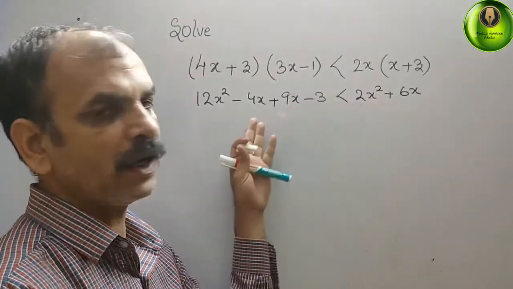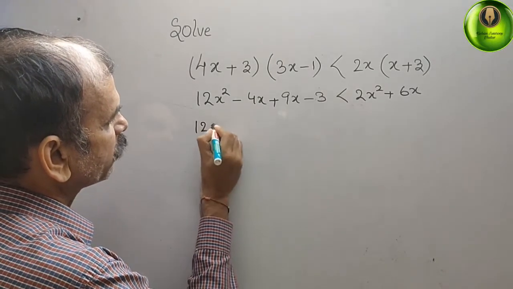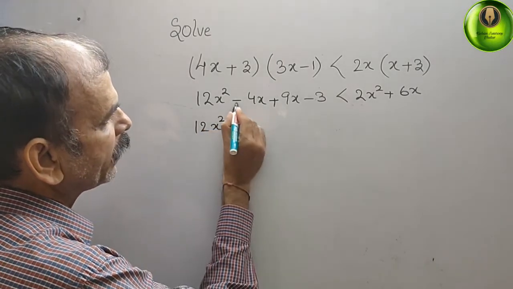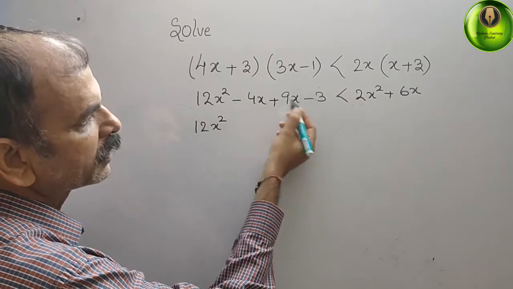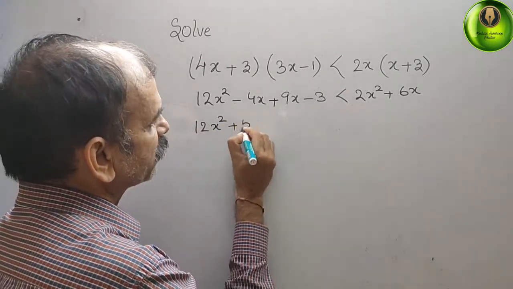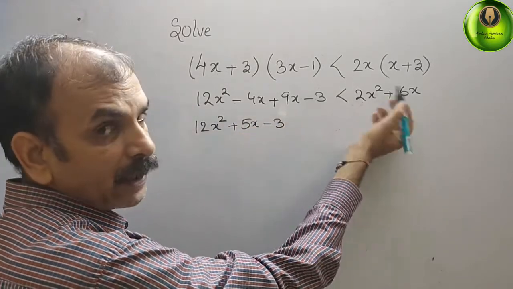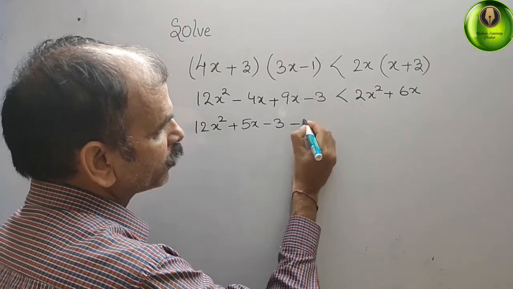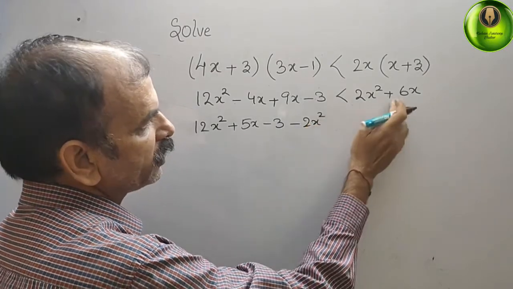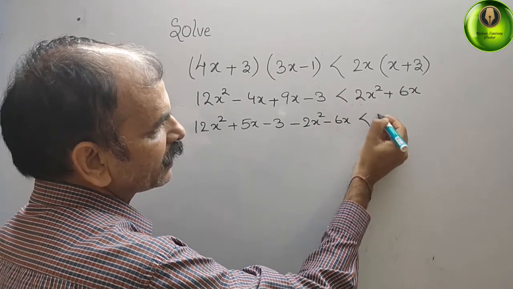Now bring this to your left side. You will get 12x square, and here minus 4x plus 9x is 5x. So you will get 5x minus 3. This 2x square at the right side will become minus 2x square. This 6x will become minus 6x, less than 0.